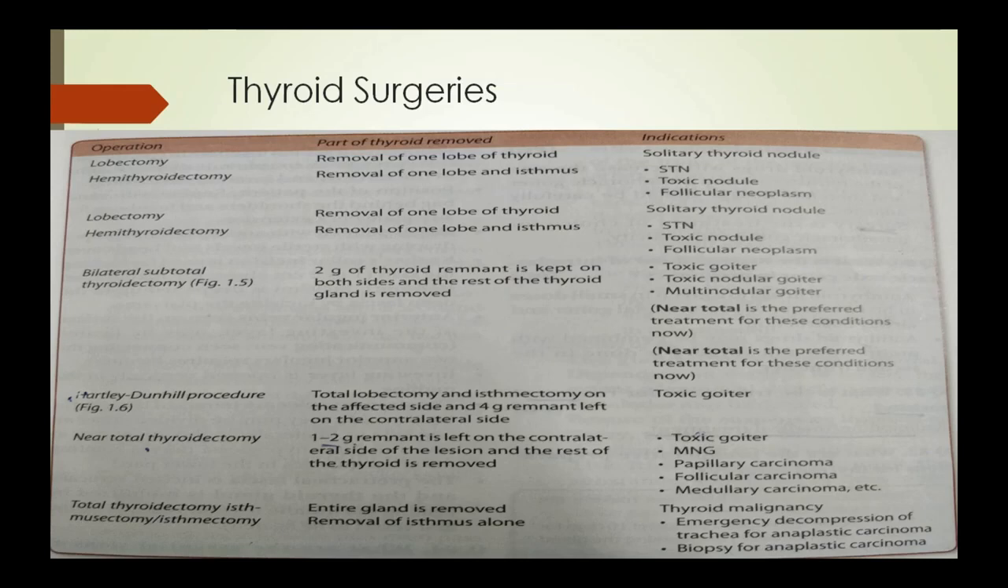Then Hartley-Dunhill procedure is total lobectomy and isthmectomy on the affected side, and 4 gram remnant is left on the contralateral side. Near total thyroidectomy is the same thing with 1 to 2 gram left on the contralateral side. And a total thyroidectomy is where the entire gland with the isthmus is removed.